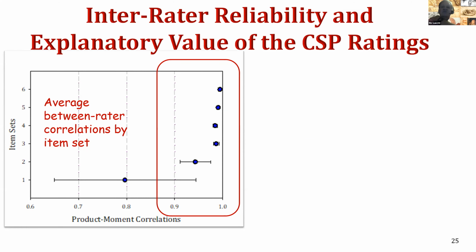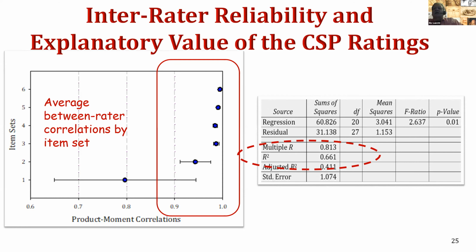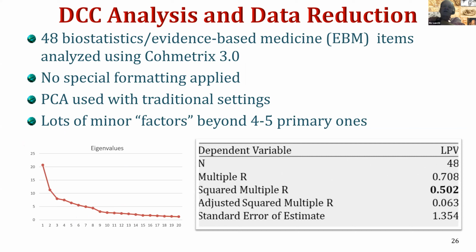We are also able to get reliability here. Interestingly enough, the first set, where they did their initial training, had the least reliability, but it still wasn't bad. By the time we were done with it, we got high degrees of inter-rater consistency in their ratings for the CSP. Now, initially, we got some modest correlations for just the CSP readings.